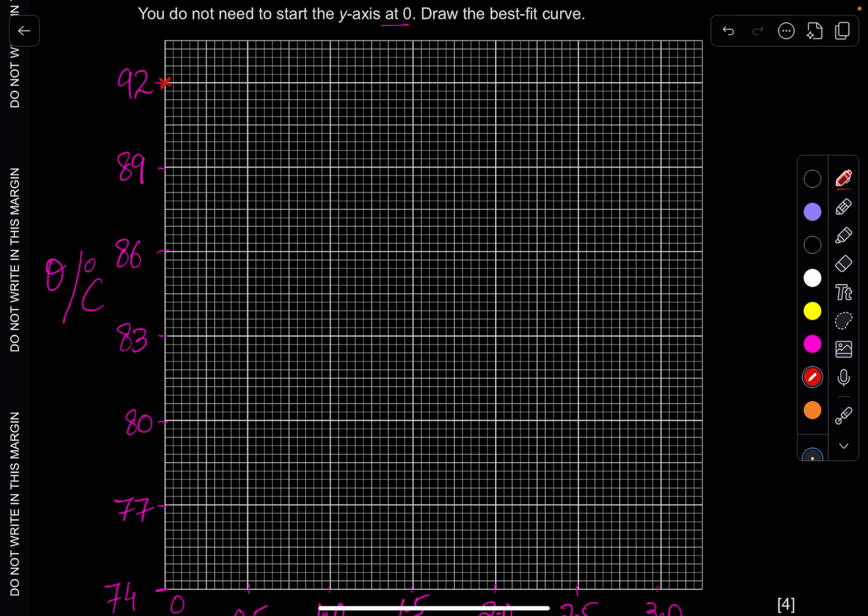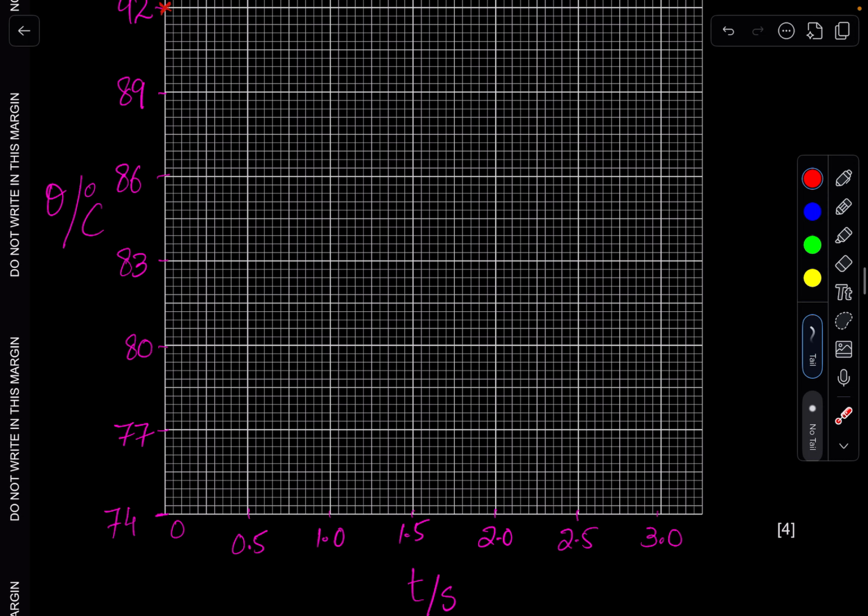Okay, second we have 0.5 and 86. This is 0.5 and this is 86, so this will be the point. Okay, so this is the second coordinate. Third we have 1 and 82. This is 1. Okay, where is 82?